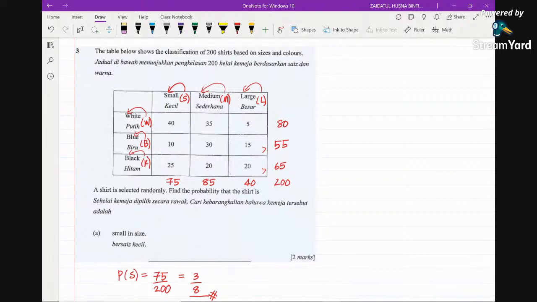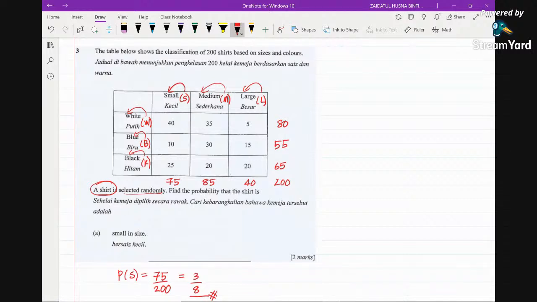Okay, why? The reason we sum this is so that later on when we need to find the probability of the events, it will be easier for us to find the value. Okay, so now let's read the question. A shirt is selected randomly. So the keyword here is a shirt. So a shirt means one shirt is taken.